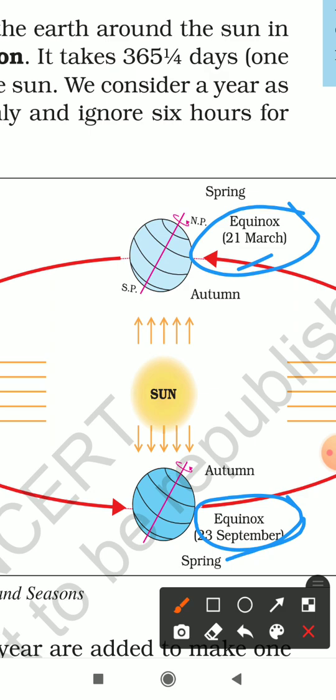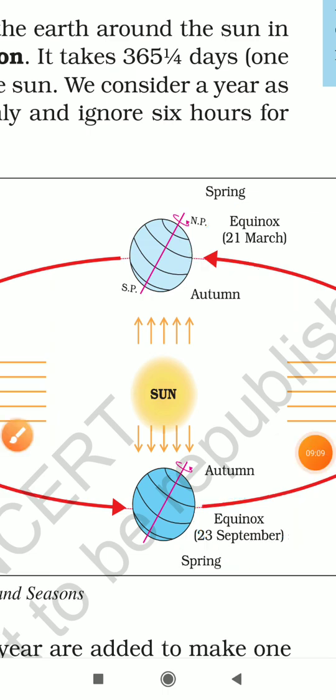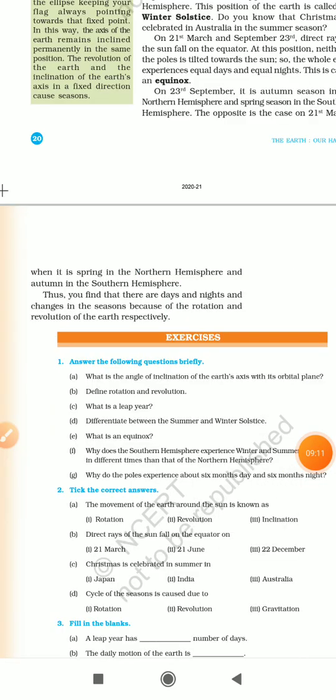On 23rd September, it is autumn season in the northern hemisphere and spring season in the southern hemisphere. The opposite thing is occurring in case of 21st March. That is, there is spring season in the northern hemisphere and autumn season in the southern hemisphere. Thus, you will find that there are days and nights and changes in the seasons because of the two motions of the Earth, that is, rotation and revolution of the Earth, respectively.